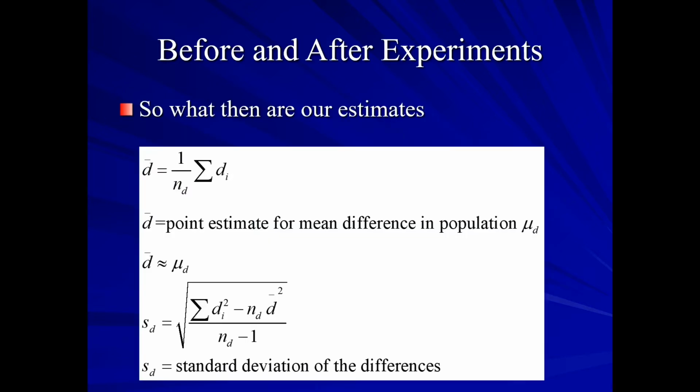So our estimates become d bar. And this is simply the mean difference. It's 1 over the number of differences times the sum of the differences. And d bar is the point estimate for the mean differences in our population. So d bar is approximately the mean difference, mu d. S sub d, that's going to be our standard deviation of the differences. And we're going to define this to be the square root of the sum of the d squareds minus the number of differences times the squared mean difference, over the number of differences minus 1. Now, it can be shown that this is just a shortened version of our regular standard deviation formula.